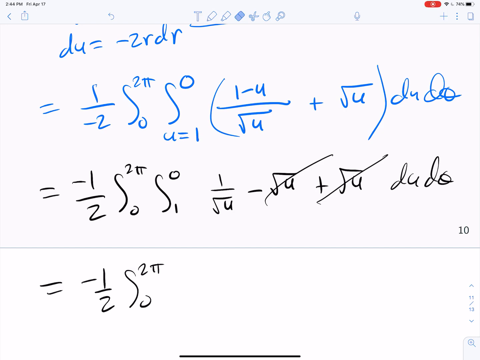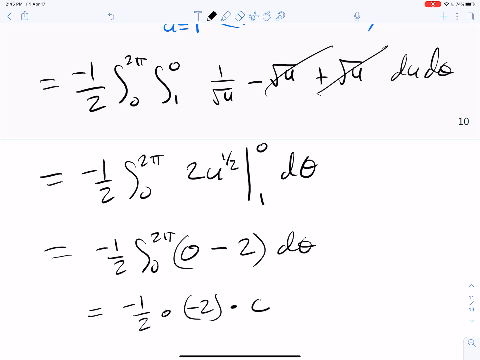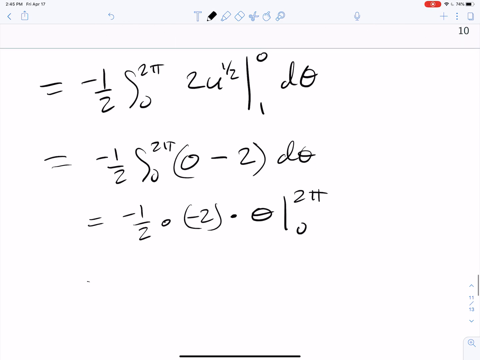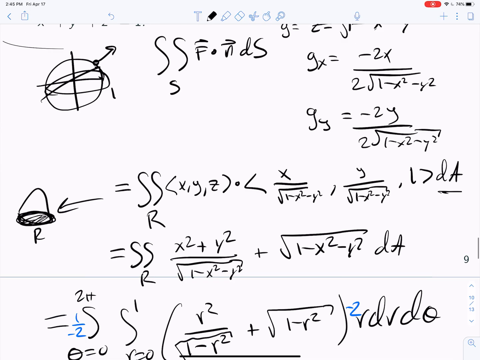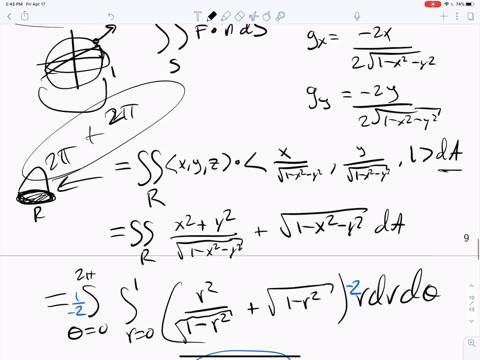Okay, so now it's time to actually do the problem here. Antiderivative of 1 over root u is 2 u to the 1/2. Okay, and that's going to be evaluated from 1 to 0 d theta. And that's going to give us, when you plug in 0, you're going to get 0, 0 minus 2, I guess, d theta. So now I got negative 1/2 times negative 2 times theta from 0 to 2 pi, and that gives me 2 pi. But that was only the flux out the top, right? So there's 2 pi out the top. There's going to be 2 pi out the bottom as well, and that's a total of 4 pi, which is what we had when we did it the other way.